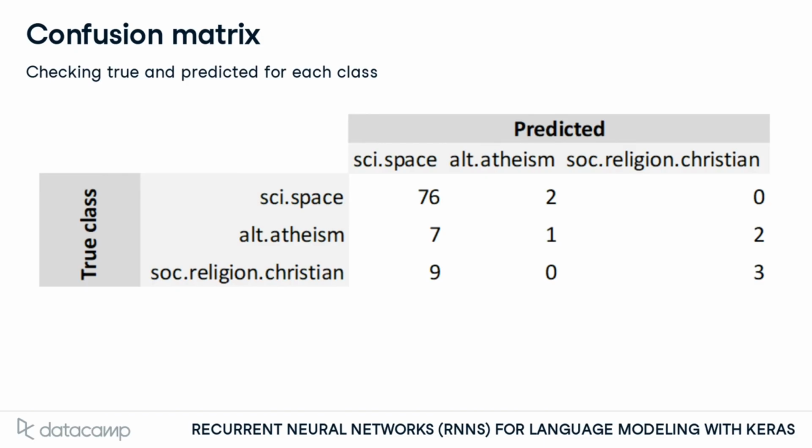The classes are psi.space, alt.atheism, and soc.religion.christian. But we can see that the model predicts almost always the class psi.space. This model is overfitted to this class and has poor performance on the others. How can we make a better metric?